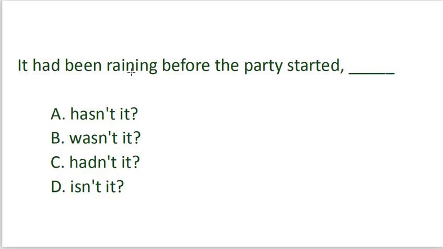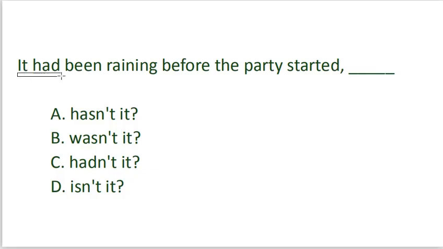It had been raining before the party started. Dash. This question is based on question tag. A, hasn't it? B, wasn't it? C, hadn't it? D, isn't it? If you want to identify the correct tag, it is actually very simple, especially in a sentence like this that has an auxiliary verb, had.